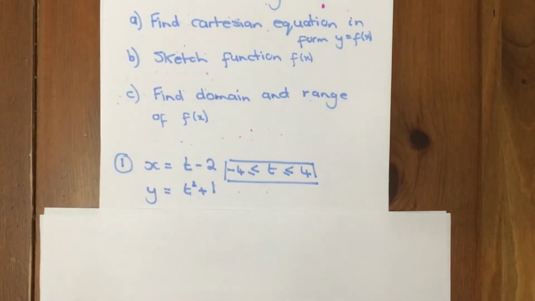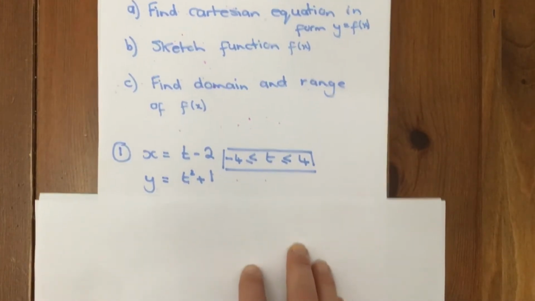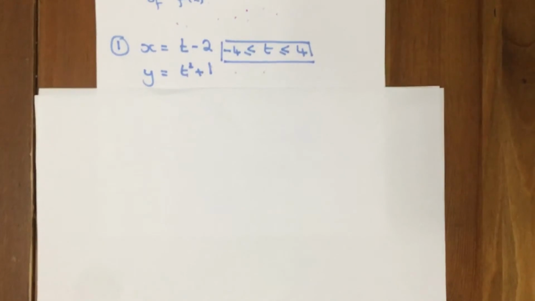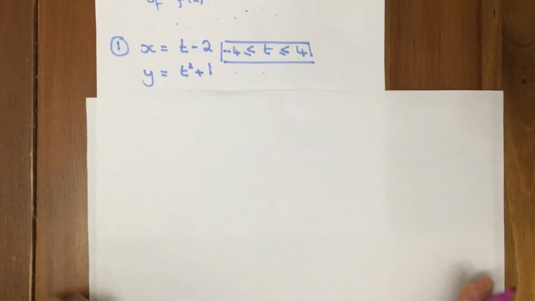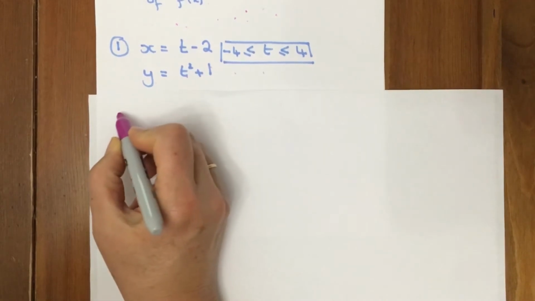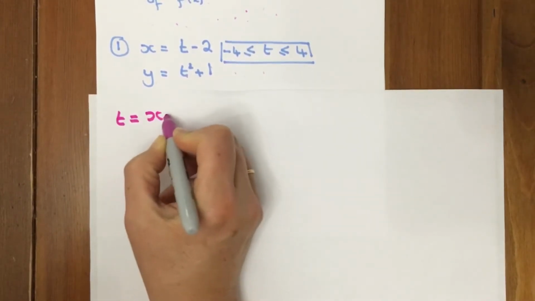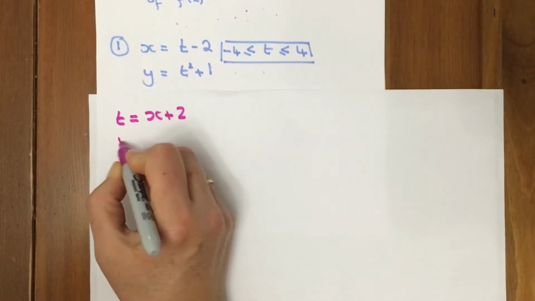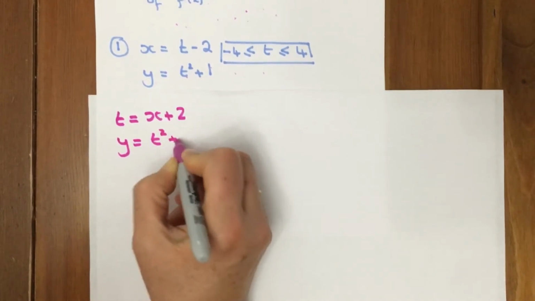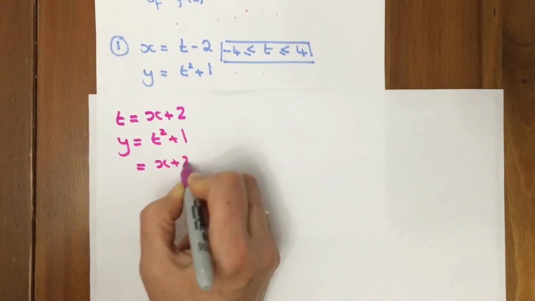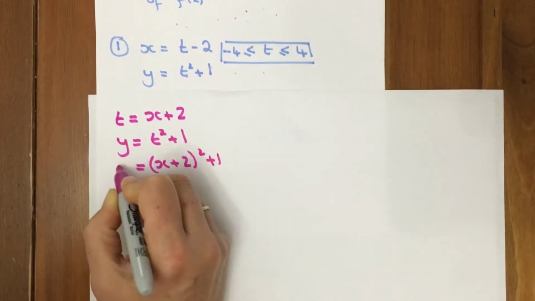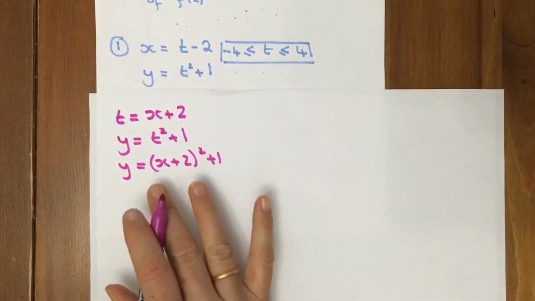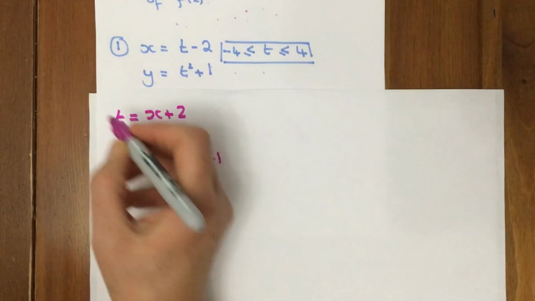Okay, so you've had a go at doing that, and let's see how you got on with that question. The first thing I'm going to do is make my Cartesian equation. I'm going to get t from my x, so I'm going to rearrange, add 2 to both sides, and sub that into the y equation. So t is that. So there's my Cartesian equation, got it straight away. So I've got a quadratic, so that's the answer to part A.